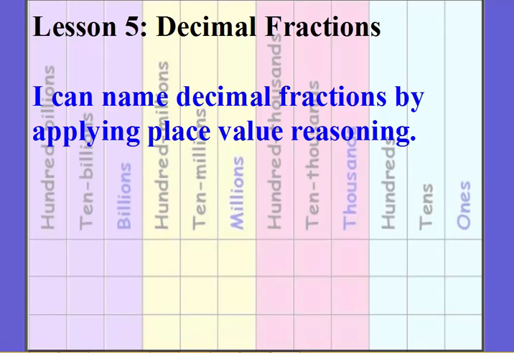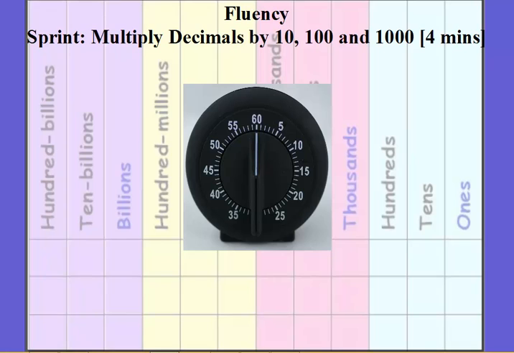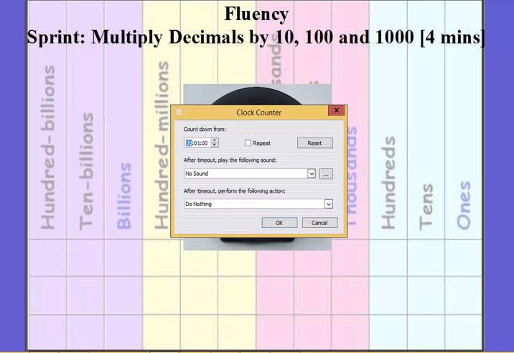Alright, so today we're working on decimal fractions, and we're working on this concept: I can name decimal fractions by applying place value reasoning. So what you're going to do is the fluency activity. You have 4 minutes, so get that out, get ready. You have till the timer is done. Okay, ready, go. You have till the timer is complete.